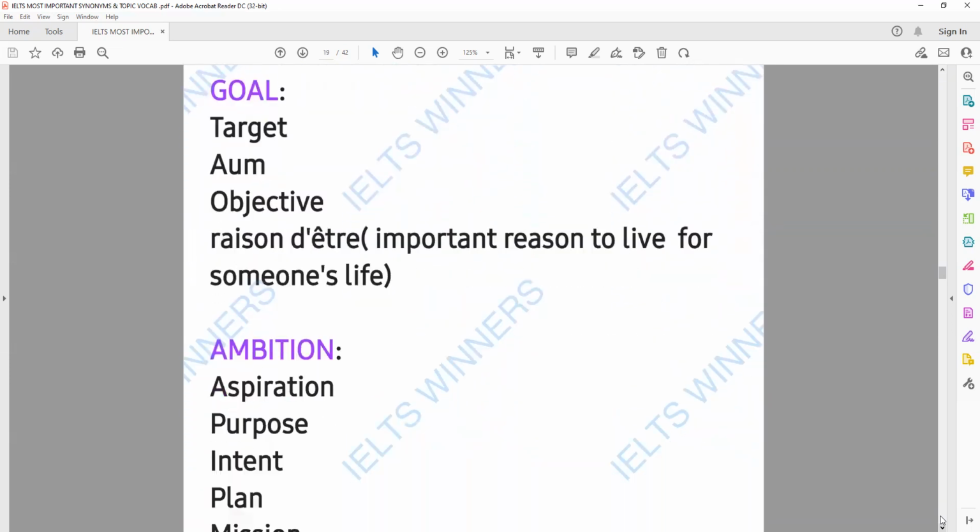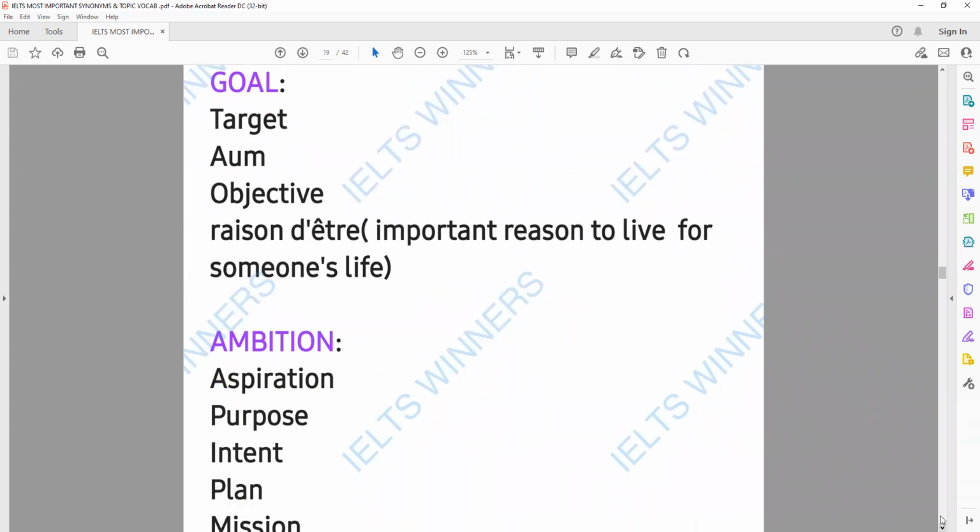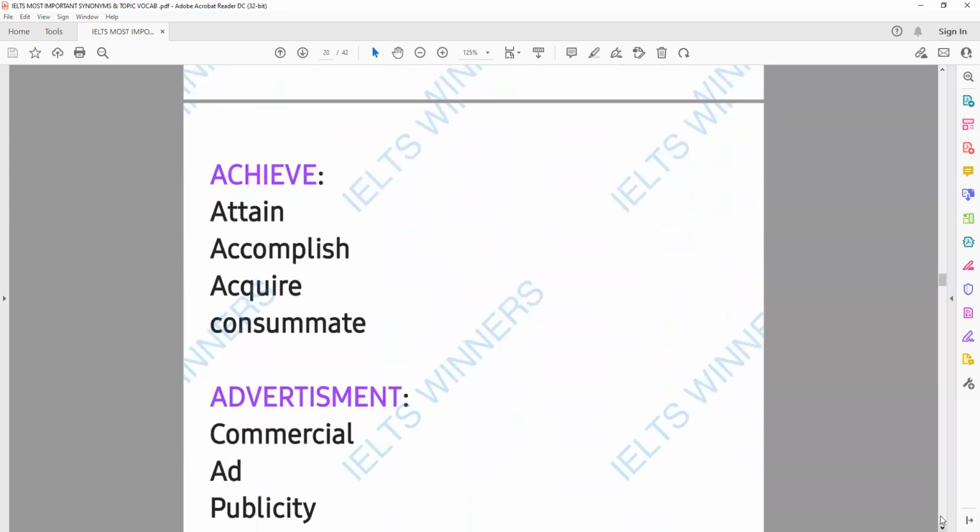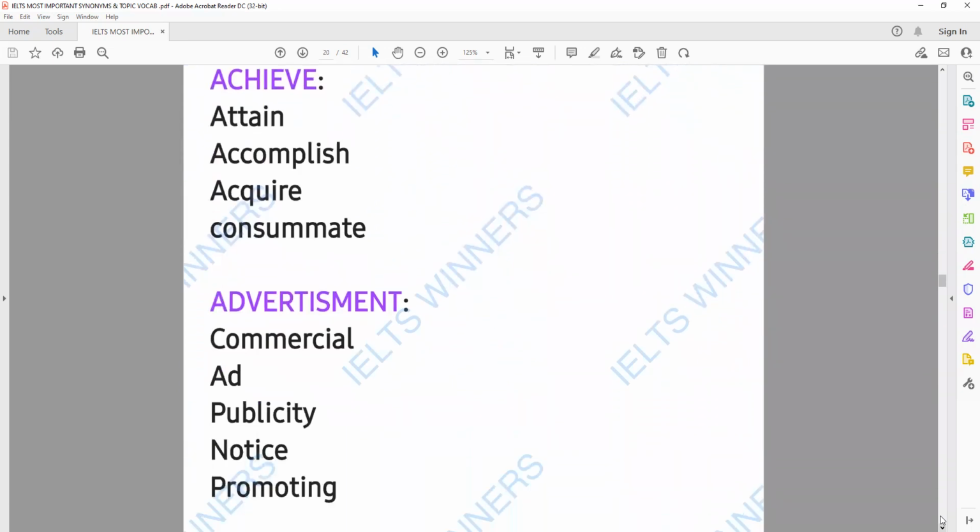Goal: whenever the question comes about ambition or goals, you can use these words. And when you want to say someone achieved something or it can be achieved, you can use these words in past tense. Advertisements: commercials, ad, publicity, notice, promoting. Instead of saying ad and advertisement all the time, you can use all these words.